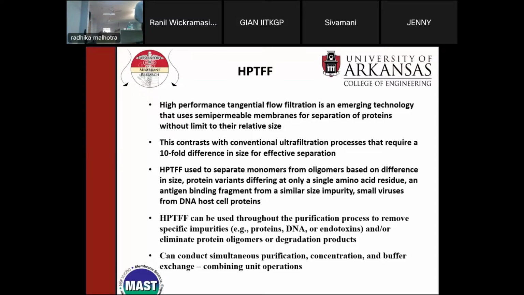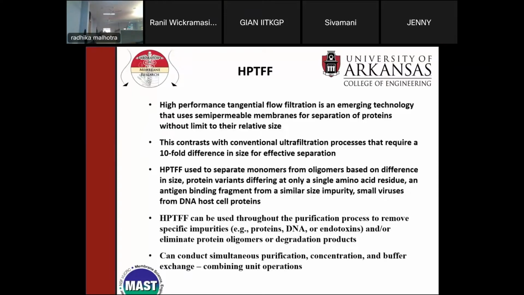High performance tangential flow filtration tries to overcome this problem. So you can now fractionate species that may be much, much closer in molecular weight. That is the aim, okay? It has been used to separate monomers from oligomers, so they are very close in molecular weight, based on differences in size; protein variants differing at only a single amino acid residue; antigen binding fragment from a similar size impurity; and then we have done work where we looked at removing small viruses from DNA host cell proteins. Again, very close in size, okay?